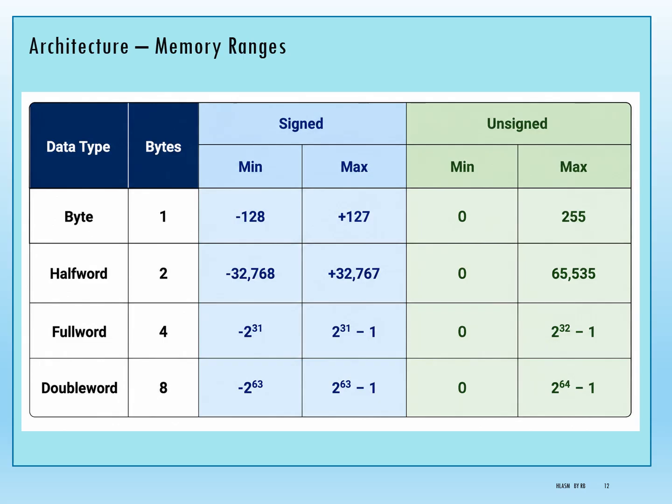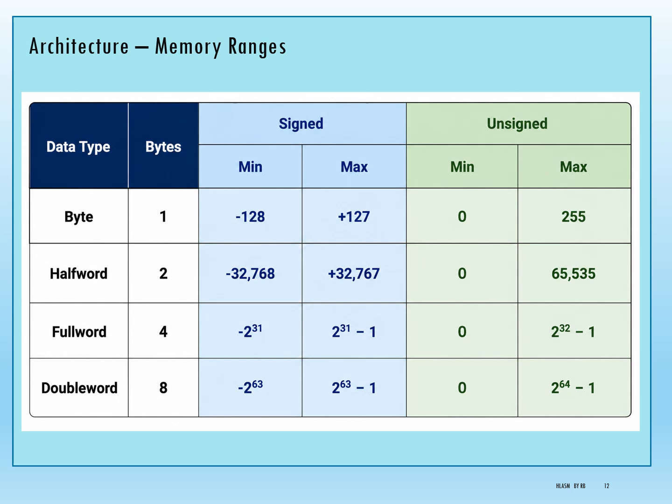It becomes very clear when you look at the full word. There you have 2 to the power of 32 minus 1. Here it is 2 to the power of 31 minus 1. So 2 to the power of 31 is half of 2 to the power of 32. And the sign, if you put it, it is minus 2 to the power of 31. Similarly, double word: minus 2 to the power of 63 to 2 to the power of 63 minus 1.